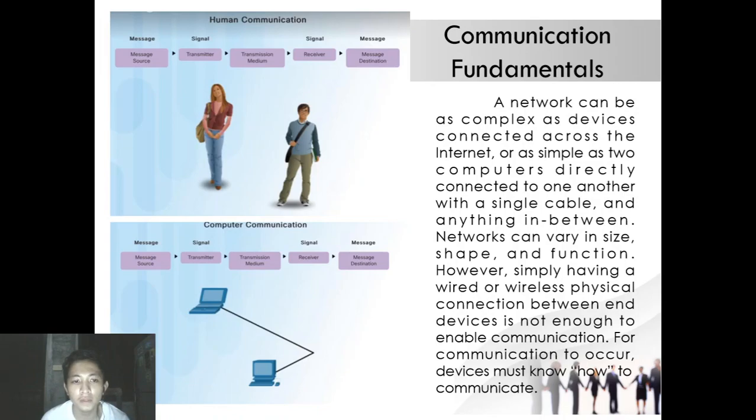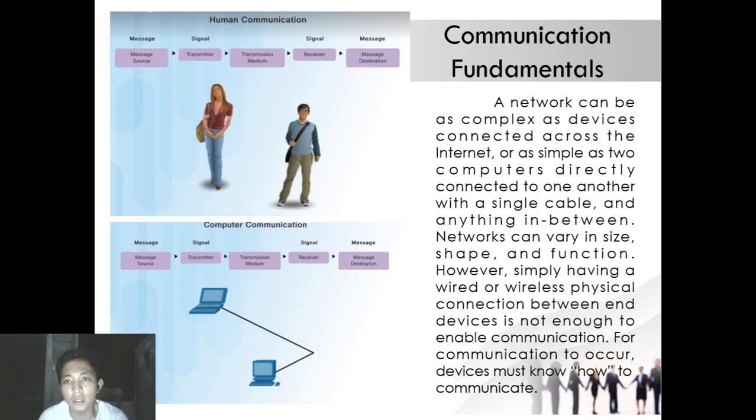So, there's a figure of human communication, which is the message or signal source, the transmitter, and the transmission medium, which one you're going to use, either a laptop or through a wall, then the signal receiver and the message destination. So, for the computer, communication is the message source, the signal or the transmitter that you use, the transmission medium, and the receiver or the signal and the message destination.